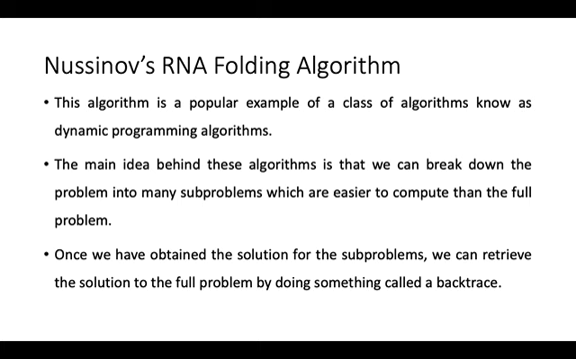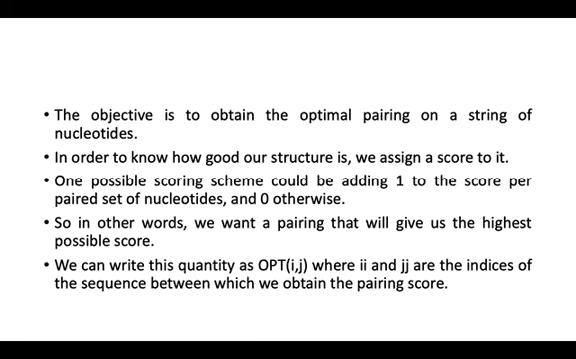The main idea behind these algorithms is that we can break down the problem into many subproblems, which are easier to compute than the full problem. Once we have obtained the solution for the subproblems, we can retrieve the solution to the full problem by doing something called a backtrace. This is an example of how dynamic programming works. In the Nussinov folding algorithm, the objective is to obtain the optimal pairing on a string of nucleotides.